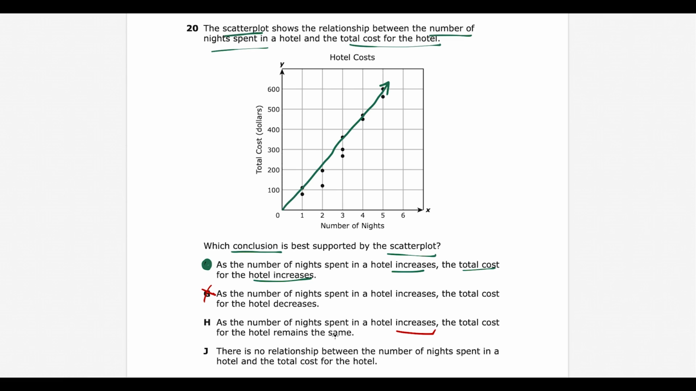And then we have, as the number of nights spent in a hotel increases, the total cost stays the same. Well, that would be if we had a graph that was just kind of going sideways like this. But once again, if you use common sense, a hotel is not going to just stop billing you the longer you stay. The more you stay, the more money you have to pay. And there is no relationship between the number of nights spent in a hotel and the total cost? It's not true. There is a relationship because notice there is a line of best fit here. These points are getting pretty close to this line. So our first answer choice is looking good.